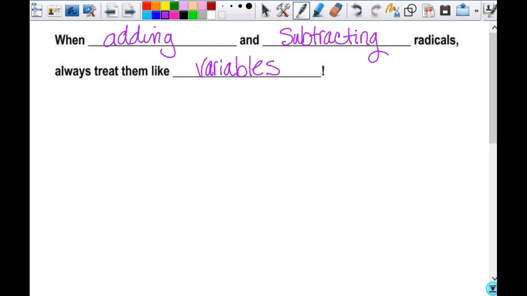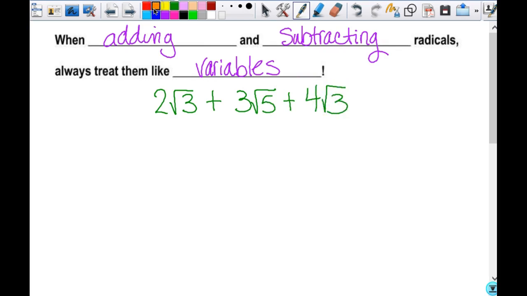So if I give you this, and again, some of you may or may not have actually added this before, but you also may have just done it wrong every time. Who knows? We got 2 square root of 3 plus 3 square root of 5 plus 4 square root of 3. Now, here's what I mean by treat them like variables. We're literally going to change it right now. I don't want you changing it every time you ever do it. Pretty much just this once for the notes so that you get what I'm trying to say.